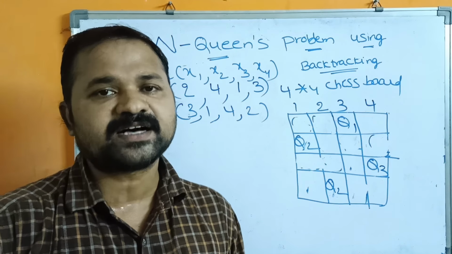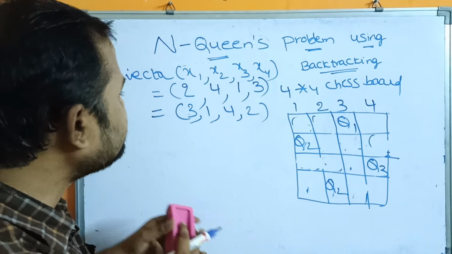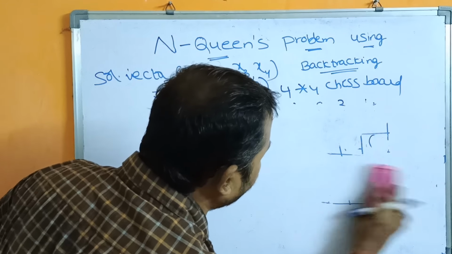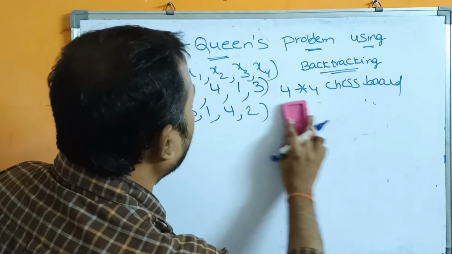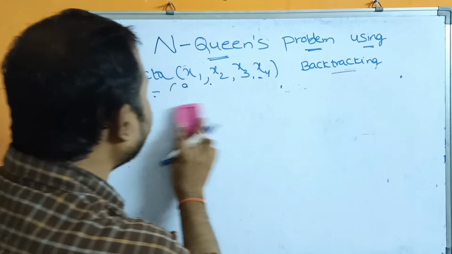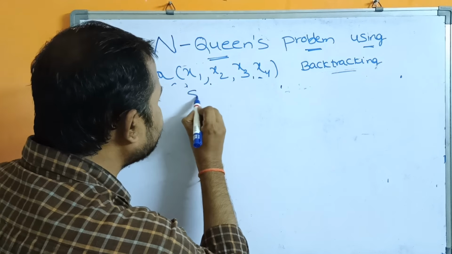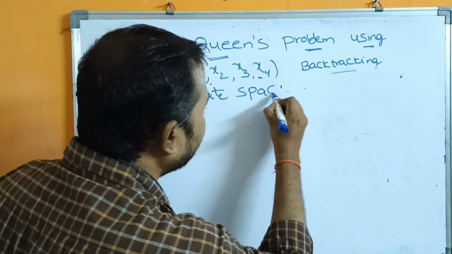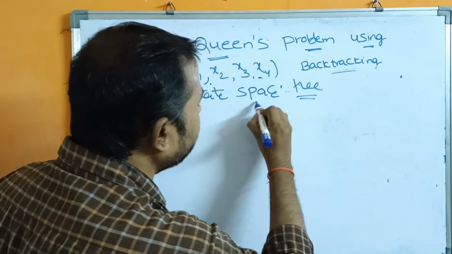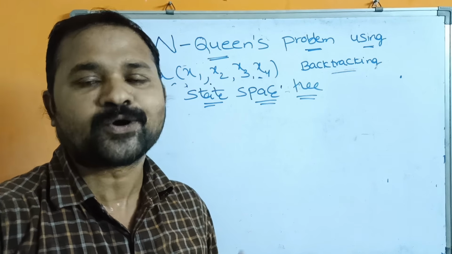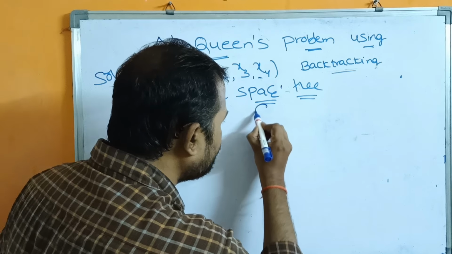Now let us draw the state space tree. What is a state space tree? A state space tree means it contains all the possible solutions, all the possible moves. So it is a tree. We know what a tree is. Tree means a collection of nodes. The first node is called the root node. So this is the root node.